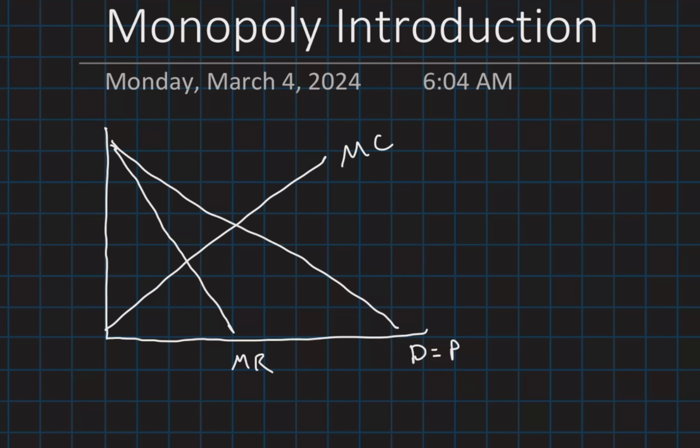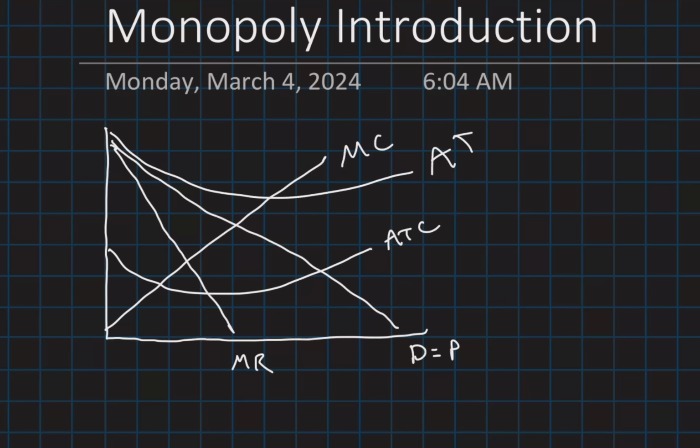And then you have an average total cost curve. But the average total cost curve is not quite like in perfect competition. The average total cost curve could be right here. It could also be right here. It's a little bit more loose. It could be all over the place. There's not a defined position like it was previously. Okay, so I'm just going to draw the average total cost curve right here. It doesn't have to be there, it can be there. I'm just going to put it right there.